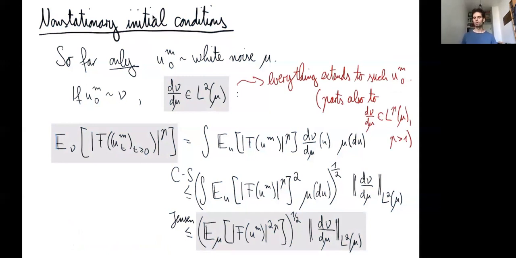Some parts would also extend to initial conditions which are in LP for p bigger than 1. Because what would you do then? You would just apply not Cauchy-Schwarz, but Hölder here, and then you would get a much bigger exponent. But it's not true that everything works. So parts of the theory we can do for general LP, but for some parts we really need L2, because effectively we need an L1 control given only an L2 control under the stationary measure. Okay.